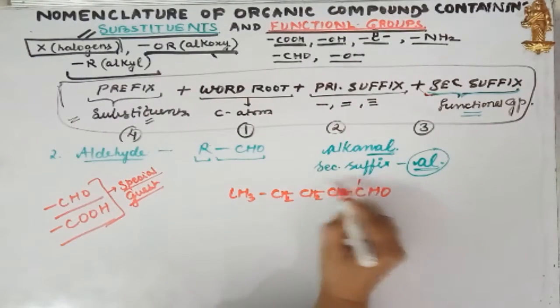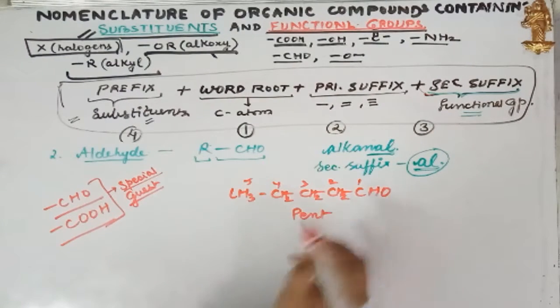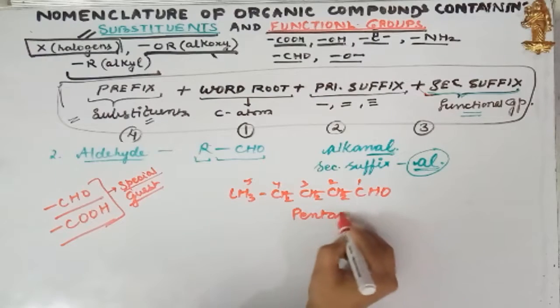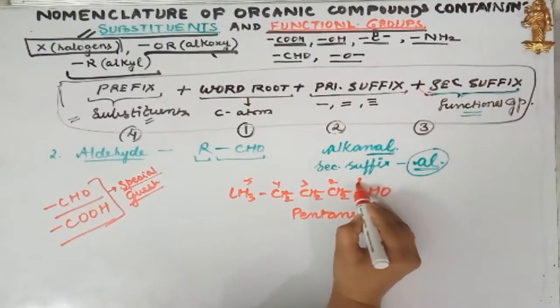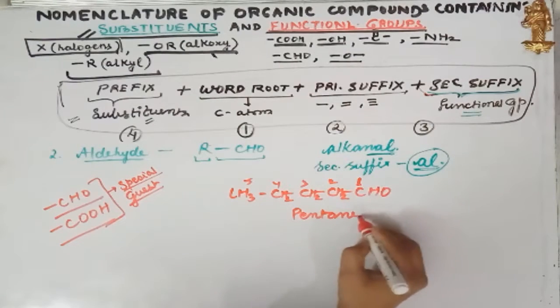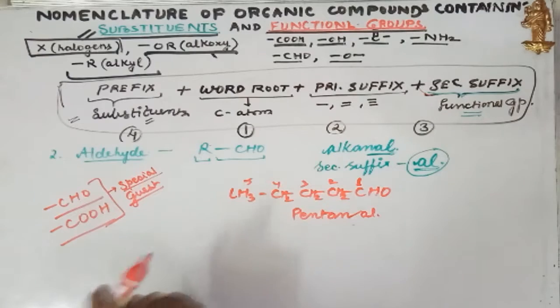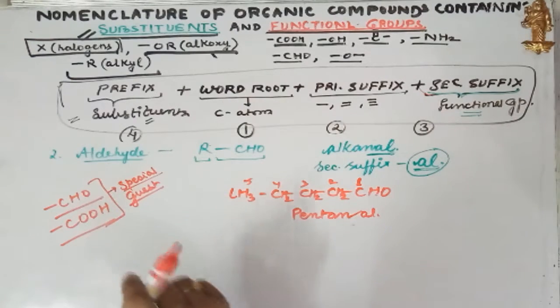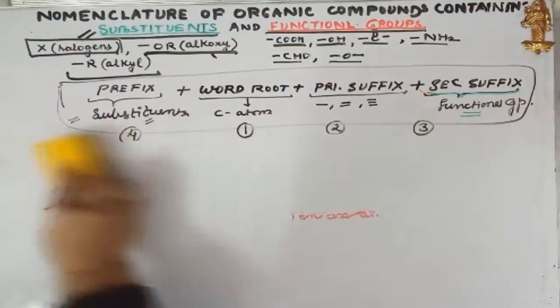As I have told you, 1, 2, 3, 4, 5, so it becomes "pent". It is "ane" because there is no double bond, and the numbering of the compound starts from 1, and that is "al". The final "e" has to be removed, so it becomes pentanal. Hope it is clear to you. Let us take another example of another kind of functional group.